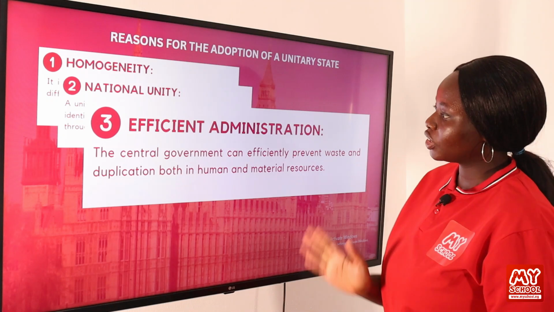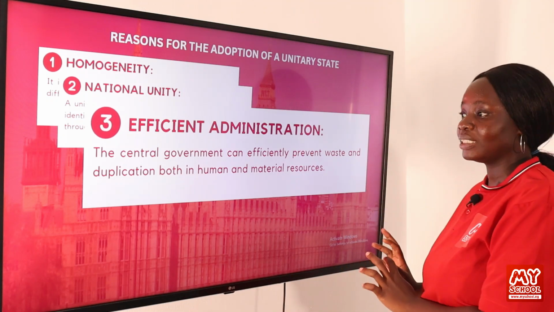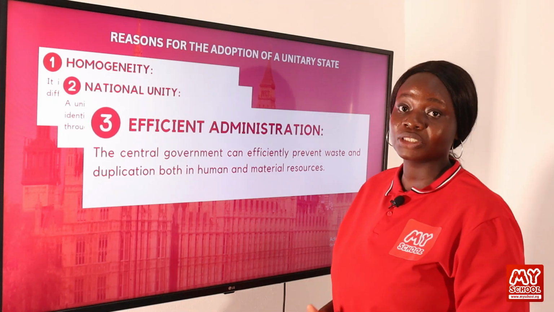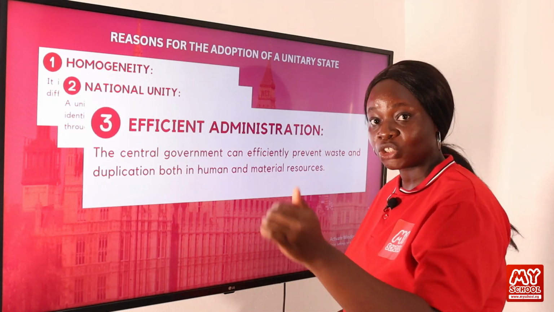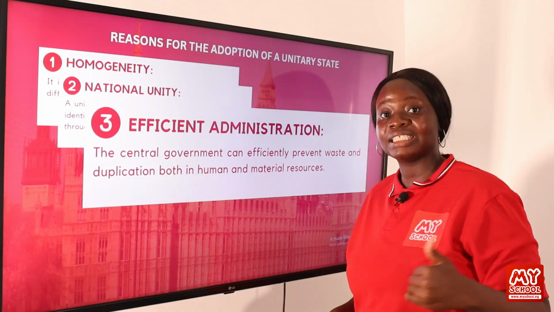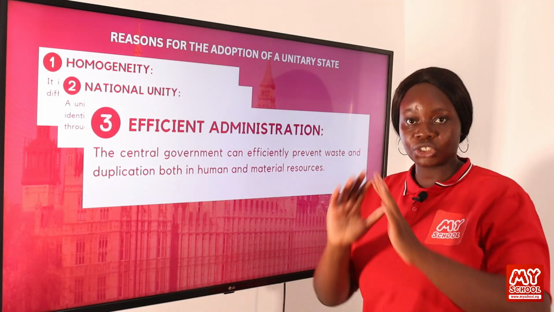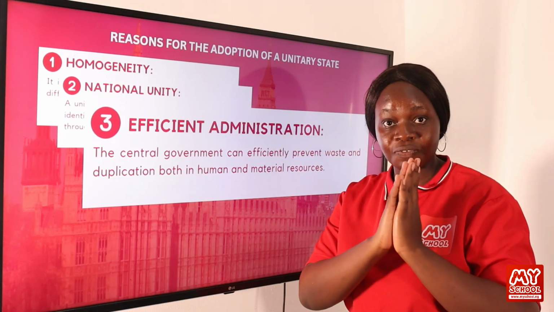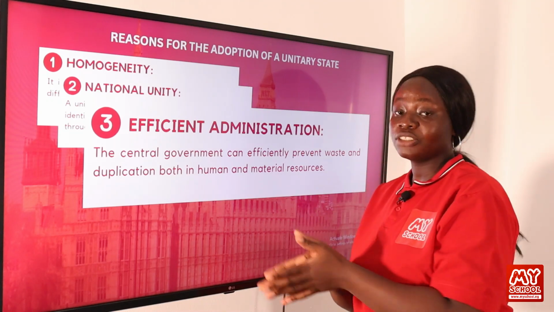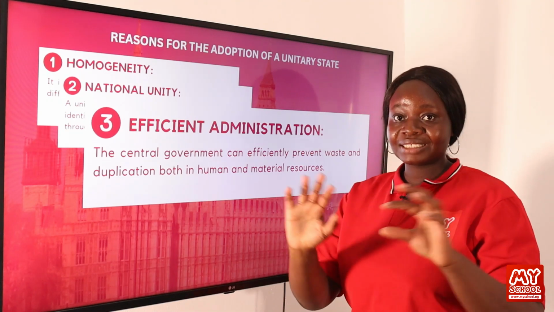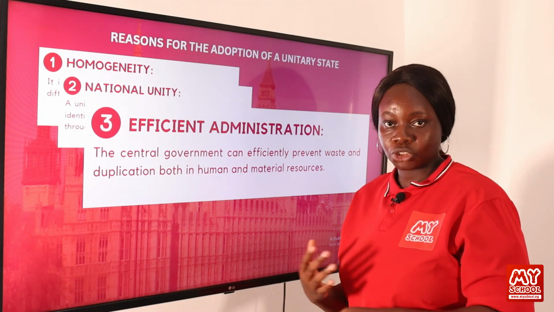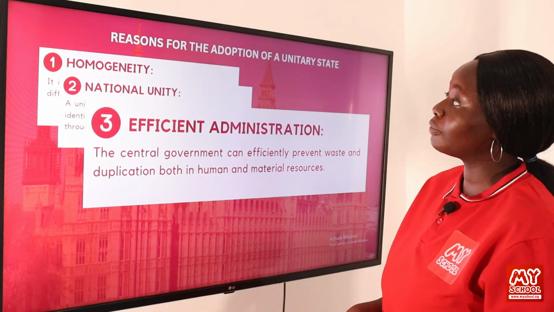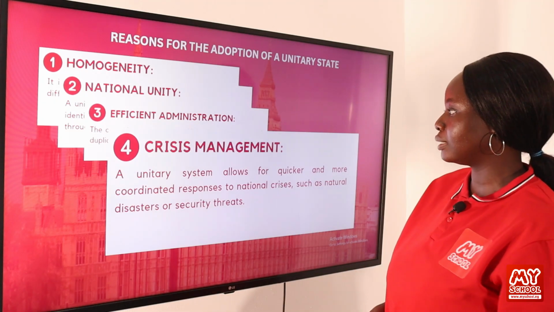Efficient administration. The central government can efficiently prevent waste and duplication both in human and material resources. Unlike a federal system of government where you have to duplicate the executive, the legislature, and the judiciary at the different states in the federation, in a unitary state you just need one body, one legislative body. The executive is unified and central, and then the judiciary is the same. So with that, there is no duplication of the various branches of government, and there is no waste of human and material resources. Let's move on to another reason for the adoption of a unitary state.